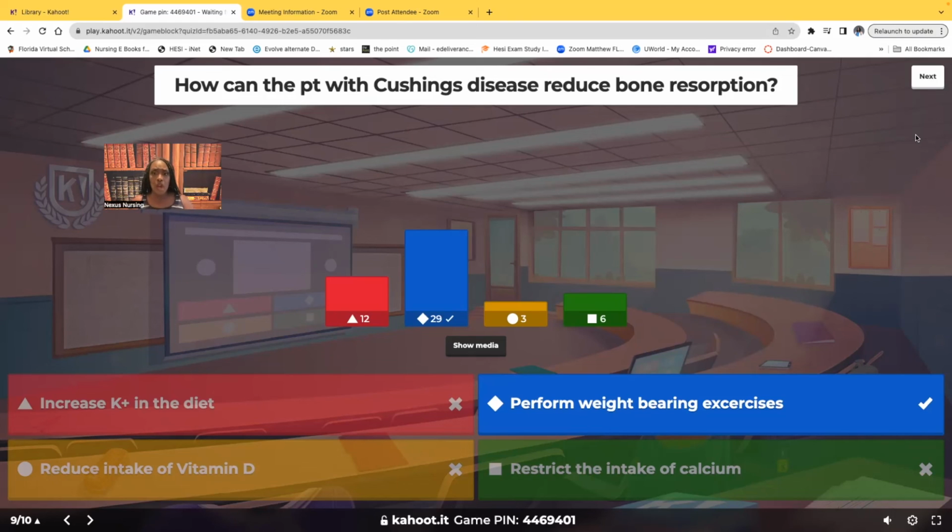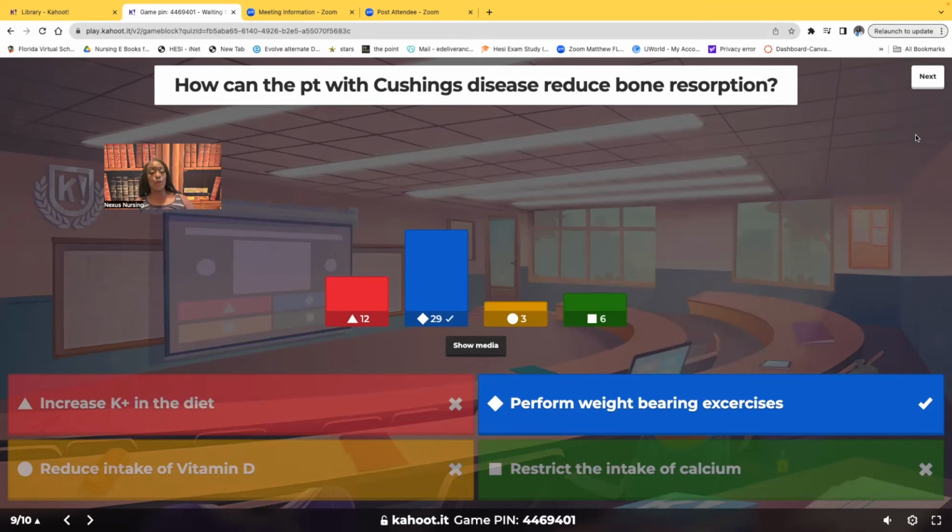Let's still go over the wrong answer choices. Reducing vitamin D. No. If we want to decrease bone resorption, if anything, we're going to increase vitamin D because you need vitamin D to absorb calcium. So you're going to teach a patient to make sure they're ingesting enough calcium. And not only that, they also need to be taking vitamin D to absorb the calcium. So we're going to teach them to increase the intake of vitamin D, to increase the intake of calcium. So those two are wrong.